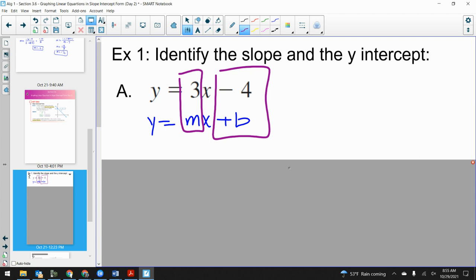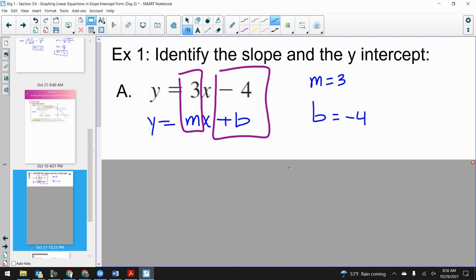So what's my slope? Quite simply what? What's my slope? What's my m? 3. Okay, I thought that was going to be quicker than that. M is 3. What's my b value? Be careful. -4.